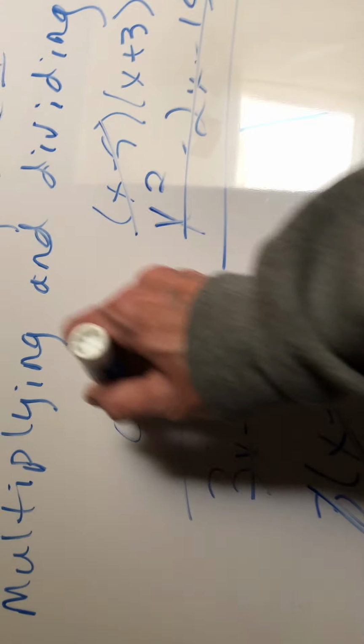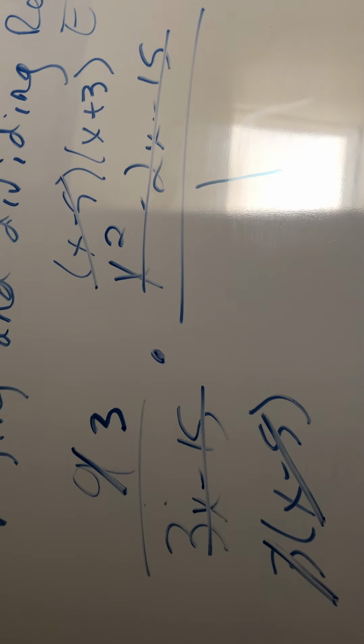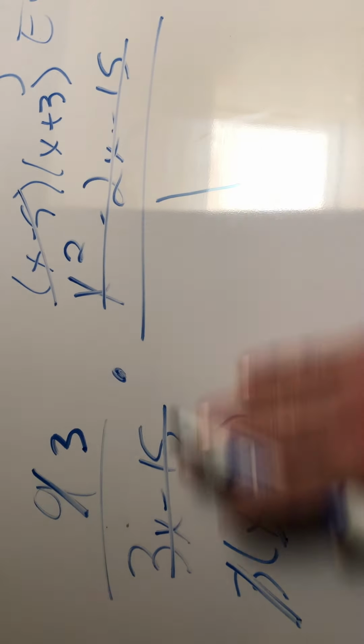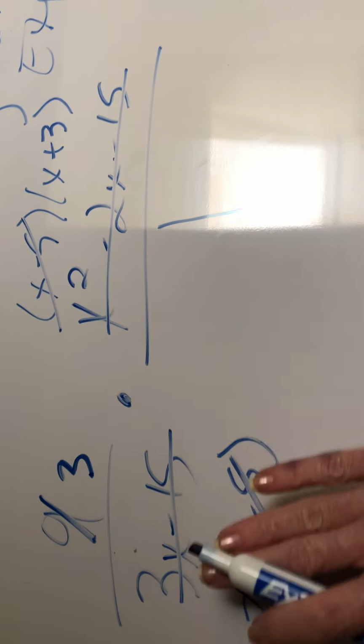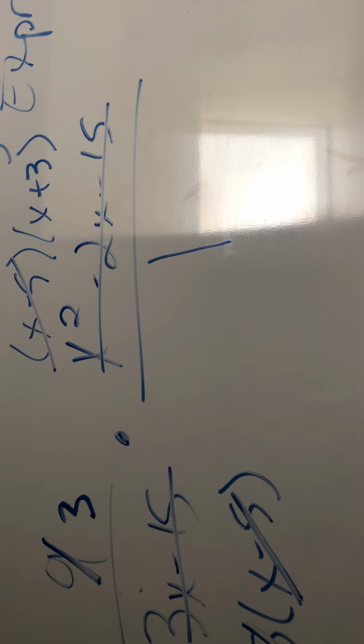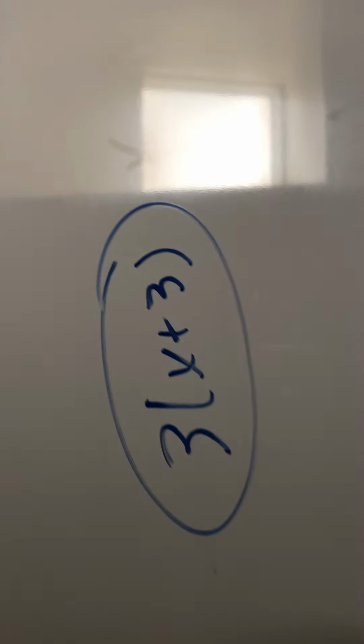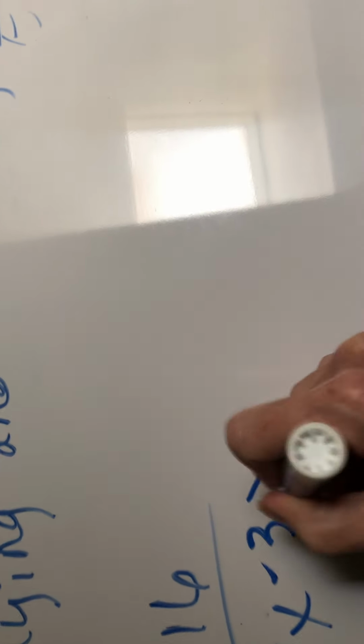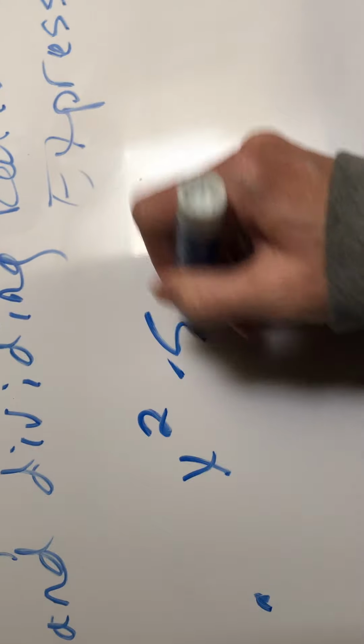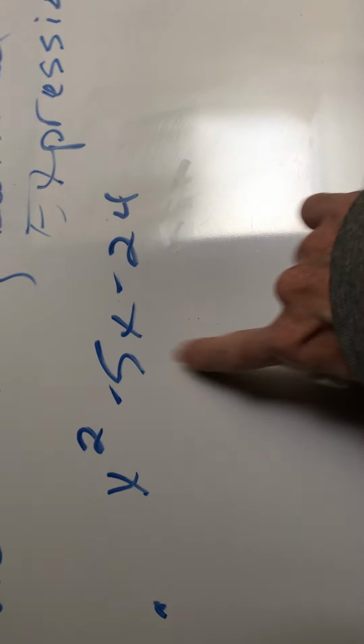And you can take 3 out of 9 and it leaves a 3. So nothing is left on the bottom. So I don't have anything on the bottom. On the top, I've got a 3 and an x plus 3. So my final answer is just 3 times x plus 3, which you can leave that way. You don't need to distribute through. You can just leave it as 3 times x plus 3. In fact, I would prefer you not to multiply it through, because that's getting you ready for something else, leaving it factored.